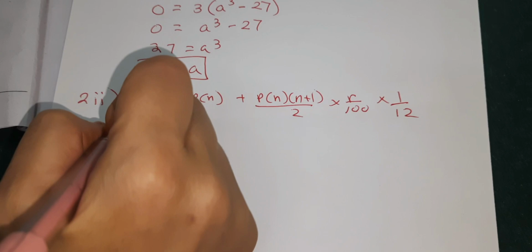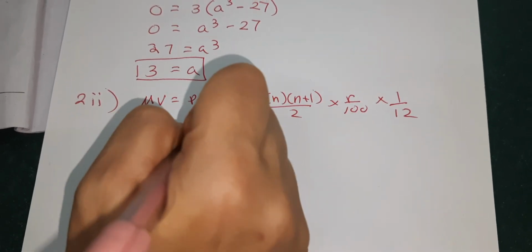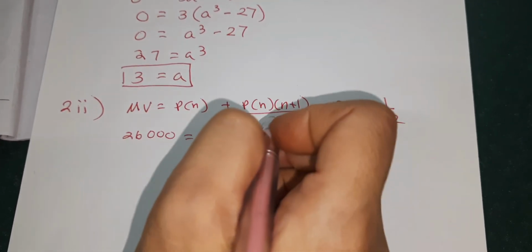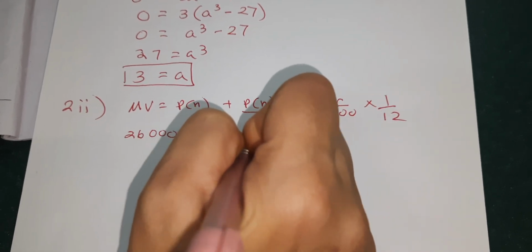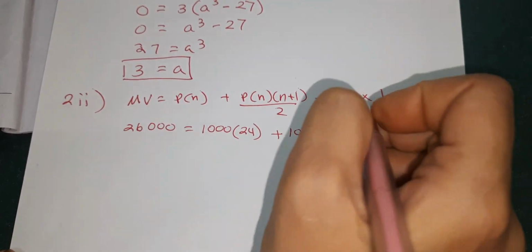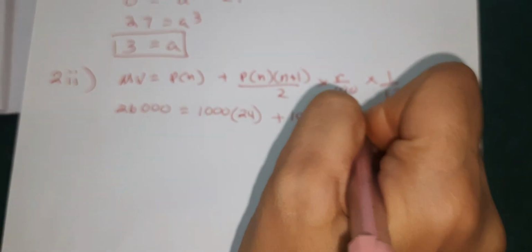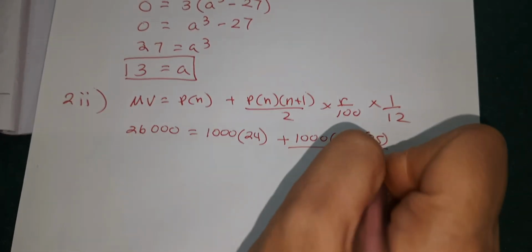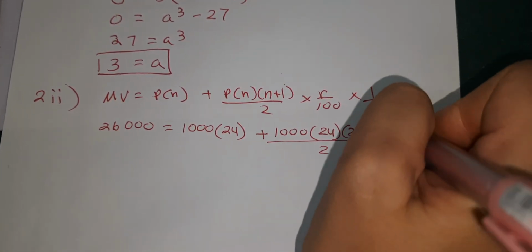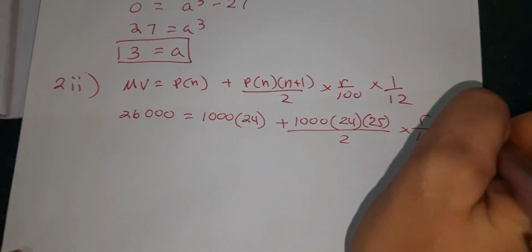So what information do we have? If he reaches 26,000 as maturity, that's the maturity value. The monthly deposit is 1,000, and for how many months? 2 years. 2 years is 24 months. So 24 months plus 1,000 into 24 into 25 over 2, and we're looking for r, right? We're looking for r over 100 into 1 over 12.